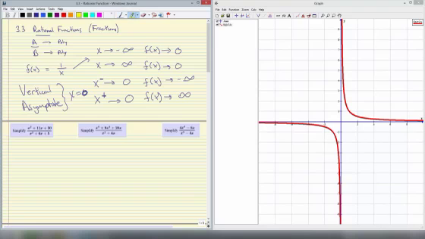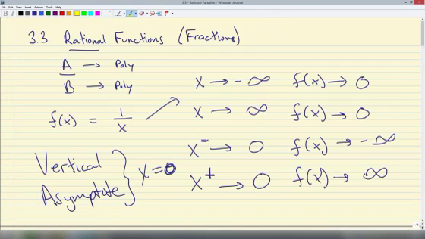And why is there a vertical asymptote at x equals 0? Because remember, you can never have 0 in your denominator. The role that the denominator plays is it identifies the location of vertical asymptotes, asymptotes that run up and down. So that's what we want to look at today, these vertical asymptotes. Let's take a look at a couple problems.